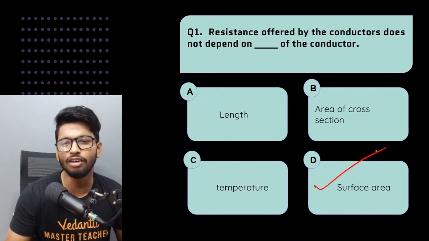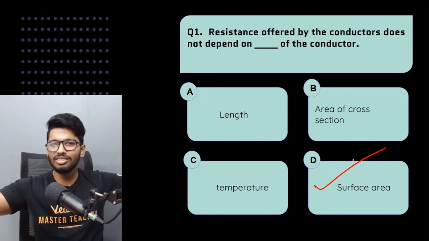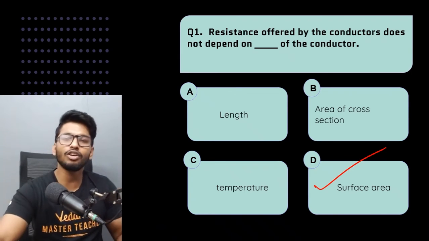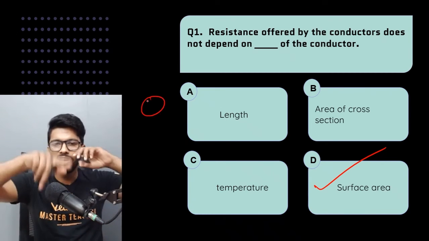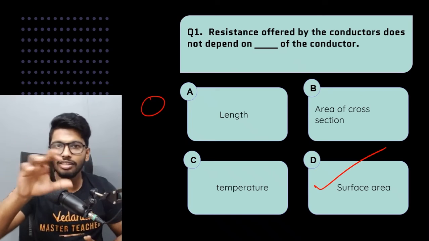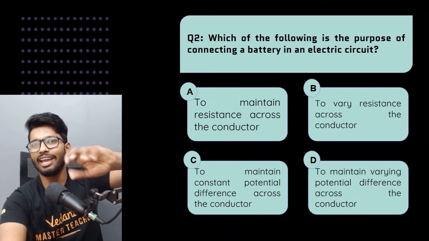It is actually the surface area, people. It depends on the area of cross section, but it does not depend on the surface area, like how much area is exposed to the air and all. It does not depend on that. It depends on the cross sectional area. So if I take a wire and cut it in half, basically it'll look like a circle from the front, right? It'll look like a 2D circle. So it depends on the cross sectional area. It depends on the thickness of the wire, but it does not depend on the surface area.